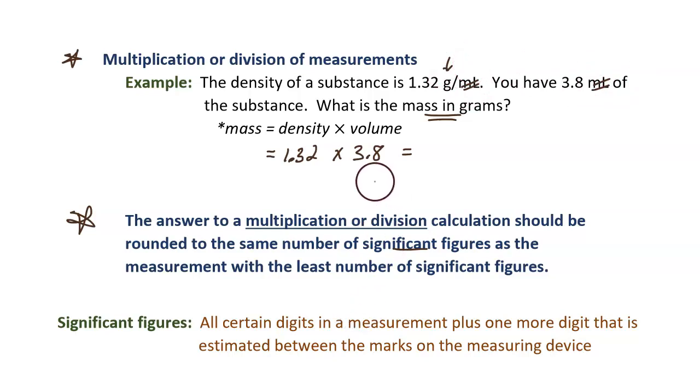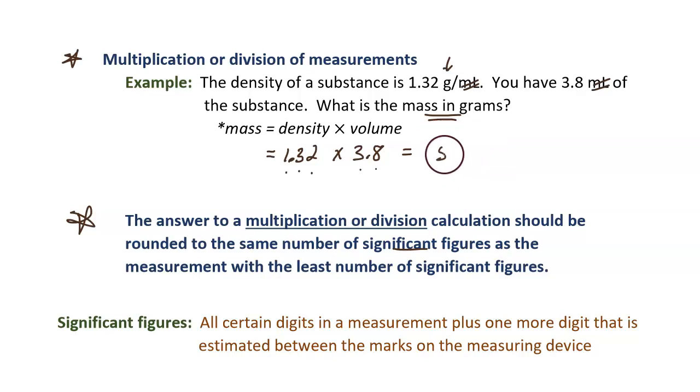We need to type this in the calculator, but then round the answer so it has the correct number of significant figures. This first number has 1, 2, 3 significant figures. This number here has 1, 2 significant figures. That has the least amount, so we want to round our final answer to have 2 significant figures. Please type this in and write your answer in this spot right here.